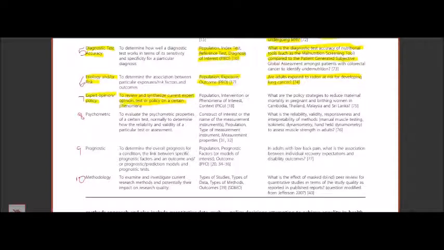Now look at the question, what are the policy strategies to reduce maternal mortality in pregnant and birthing women in Cambodia? So they have taken Cambodia, Thailand, Malaysia and Sri Lanka. Now if you go ahead and try to look at the papers or the notebook that they have taken, then you will be able to understand how I can proceed further.